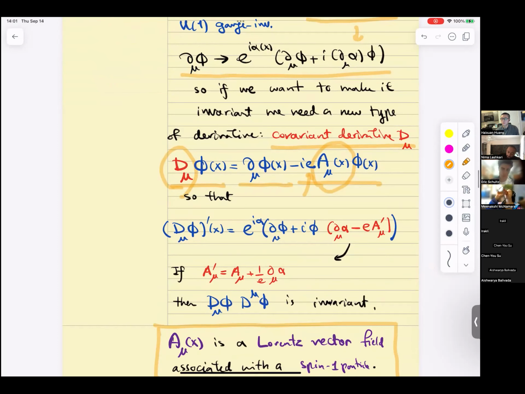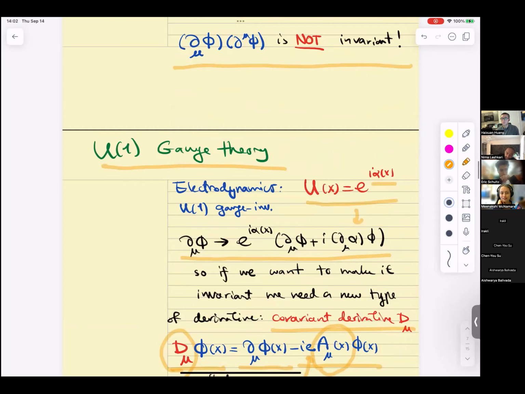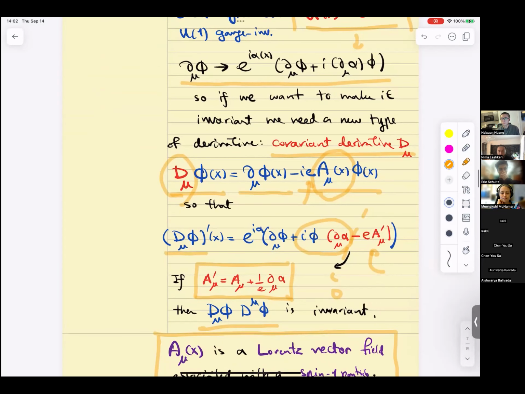So now, if you just repeat the exercise before, you previously had this term, now you get this extra term. If you want to ensure that D mu, this covariant derivative, transforms covariantly, A mu should transform in the following way, so that this term vanishes, right? That's the goal. And then if this term vanishes, D mu, the covariant derivative squared, is a legitimate kinetic term that's going to be invariant under this quote-unquote local symmetry, right? So we're just cooking up a theory that has local symmetry.